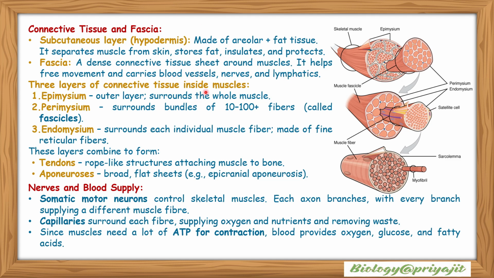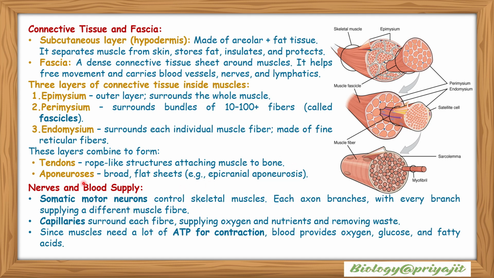There are three layers of connective tissue inside muscles. Epimysium is the outer layer, surrounds the whole muscle. Perimysium surrounds bundles of 10 to 100 plus fibers called fascicles, and endomysium surrounds each individual muscle fiber, made up of fine reticular fibers. These layers combine to form tendons. Tendons are basically rope-like structures attaching the muscles to the bone.